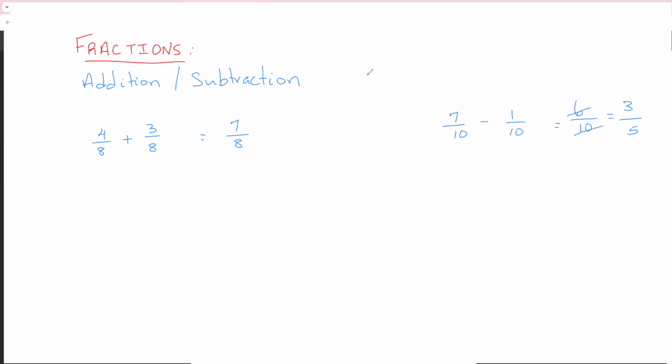However, if our denominators are different, we have to make our denominators the same. So we're going to look at the denominators, that's 8 and 4.